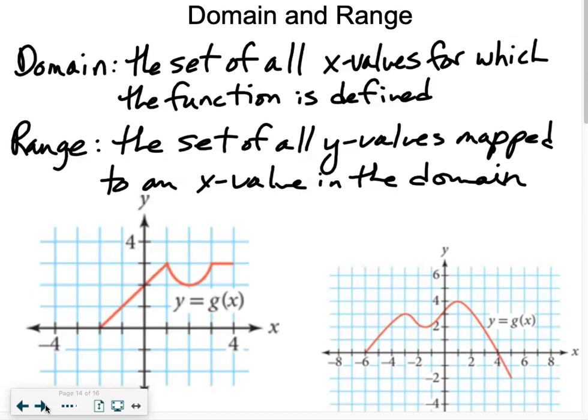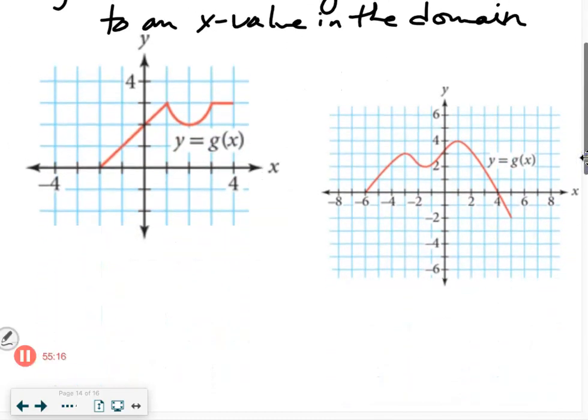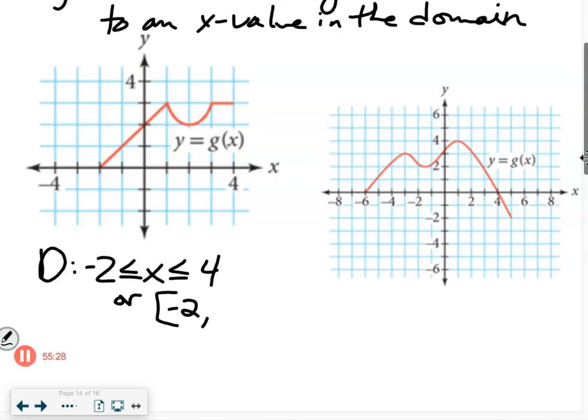Okay? When we write domain, I'm just going to put a big D for domain. Two ways to write it. You can either write it in what's called set notation, which is kind of a compound inequality, x's between -2 and 4. Or, does anyone remember what this is called? Interval notation. So, -2 to 4.